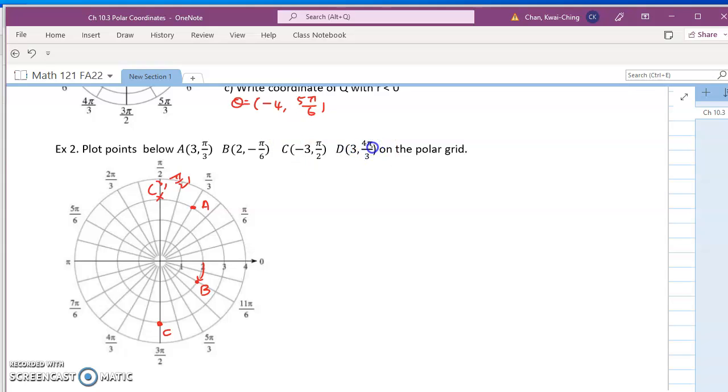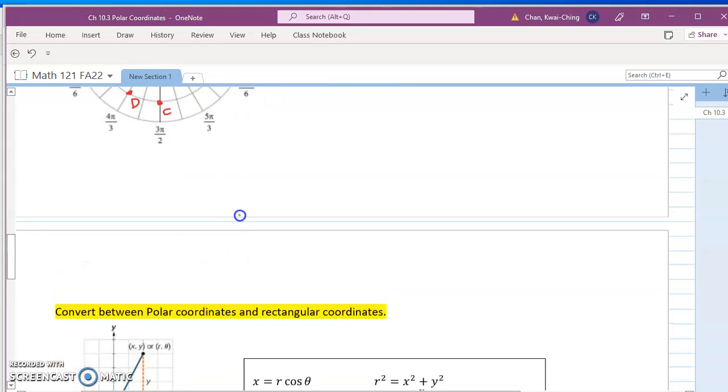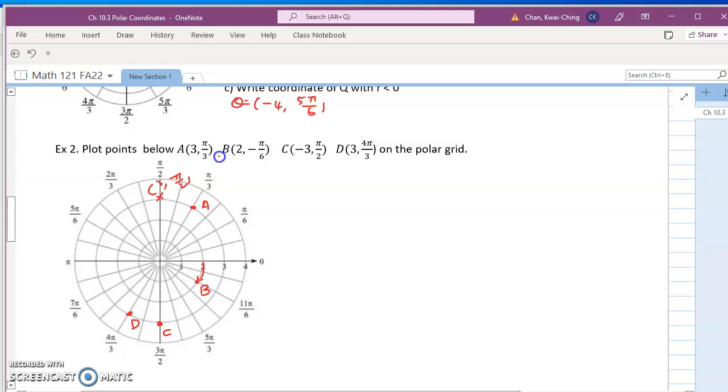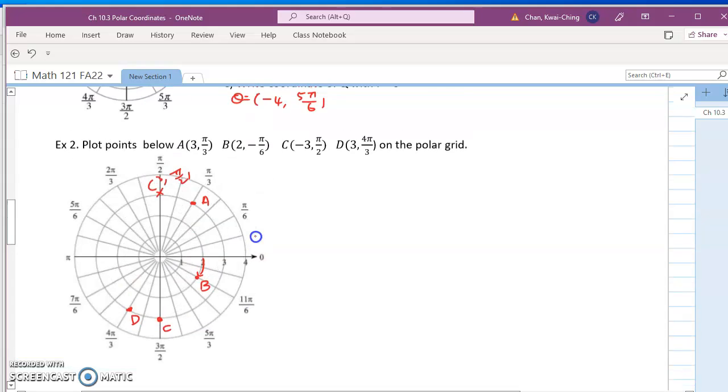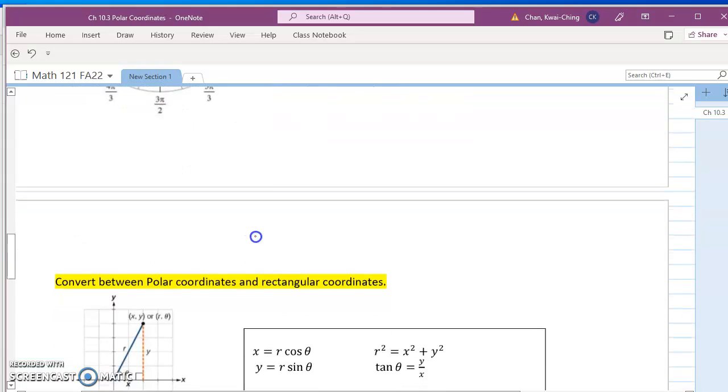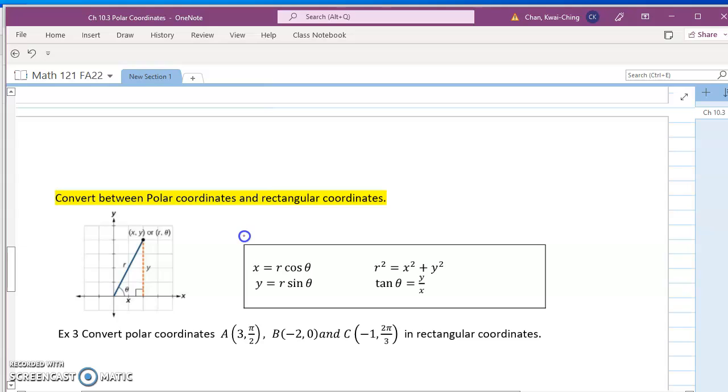What about D? D, I want 3, 4 pi over 3. So this is positive and this is counterclockwise direction. So I go 3 again, and then 4 pi over 3 is here. So this is 3 away from the pole. So this is the point D. So that's how you plot it. Hope you understand the negative R, positive R, negative angle, positive angle. Okay. So that is the basics. So this is page 1 of the notes. And in the second video, we'll talk about how to change coordinates between polar coordinates and rectangular coordinates.